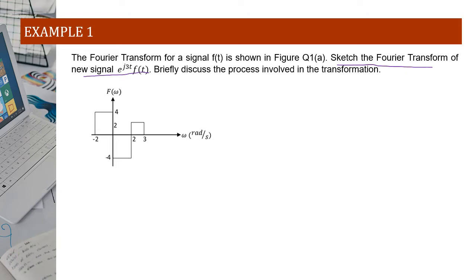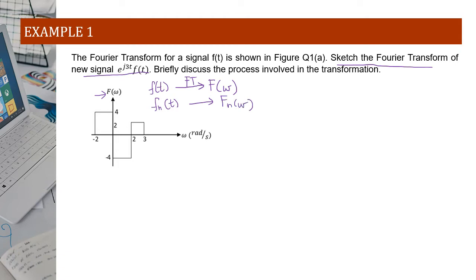Obviously we know that if you have a signal f(t), it will produce the Fourier transform F(omega). In this case you have F(omega), but you don't know what f(t) is. Next, you need to find or sketch the Fourier transform of the new signal. Given a new signal f_n(t), it will produce F_n(omega).